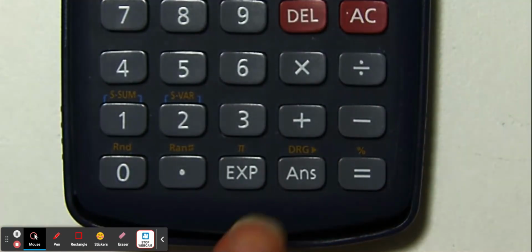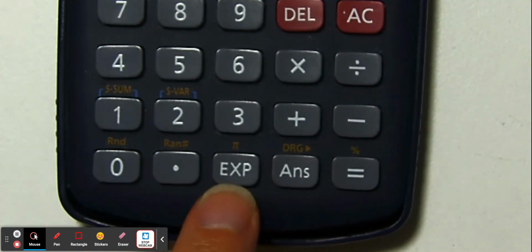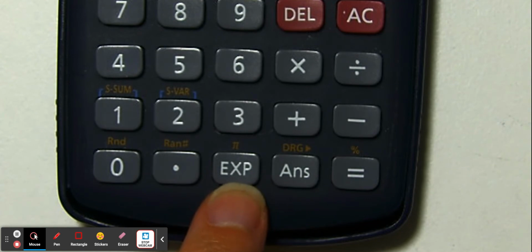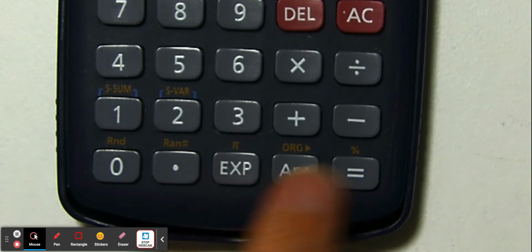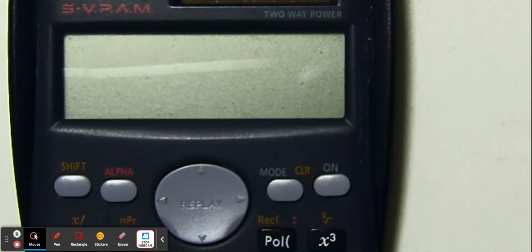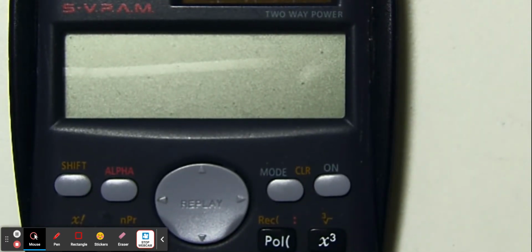instead of an EE button, you have an EXP. Oops, there's the EXP button. So the EXP button on this calculator is the exact same button as the EE button. You'll notice that the EXP is on the button itself, so you don't have to do a shift. You don't have to do the second function button. You just hit this button here. So again, if I want to do 6.022 times 10 to the 23rd, let me turn it on first.